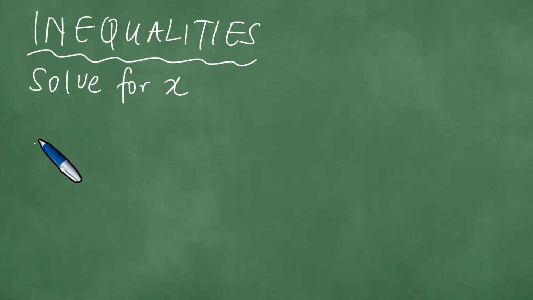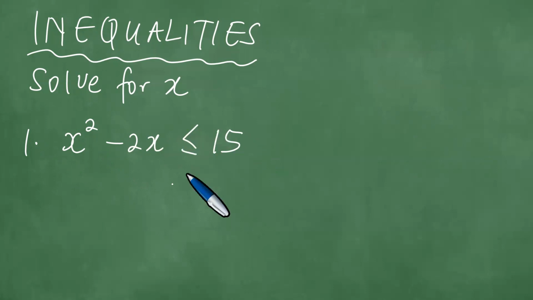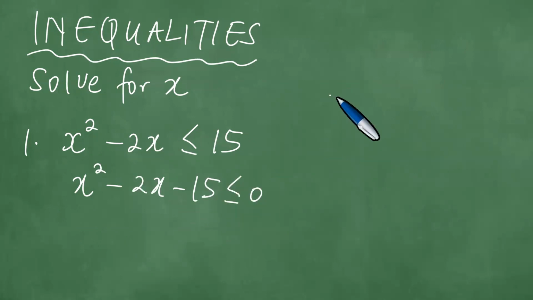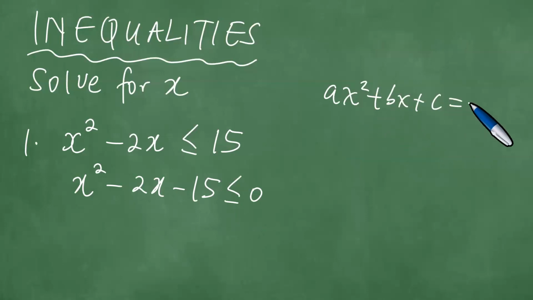If we're given number one, x squared minus 2x is less than or equal to 15. What do we do here? Tando? I feel like we should form the standard form by taking 15 to the other side. Yes, so we need to write this in standard form, and the standard form means that it is the form ax squared plus bx plus c equals 0.